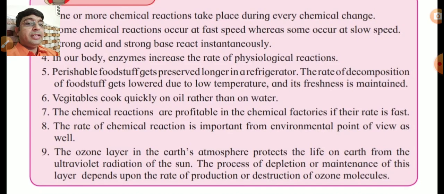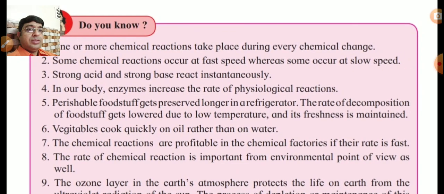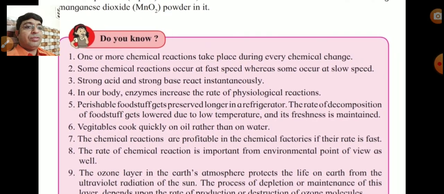Eighth one, the rate of chemical reaction is important from the environmental point of view as well. And the ninth point given, the ozone layer in the Earth's atmosphere protects life on Earth from the ultraviolet radiations of the sun. The process of depletion or maintenance of this layer depends on the rate of production or destruction of ozone molecules. So this is more information given for us.